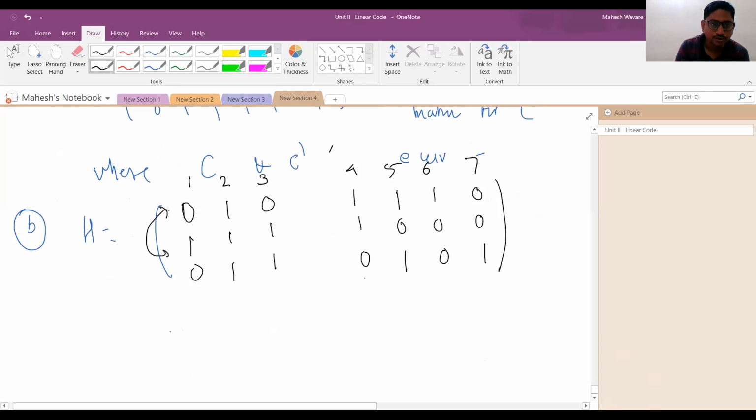Exchange these two rows. So what we get? 1 1 1 1 0 0 0. The first row is exchanged with the second row. 0 1 0 1 1 1 0.